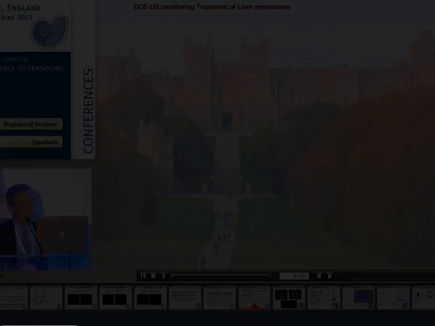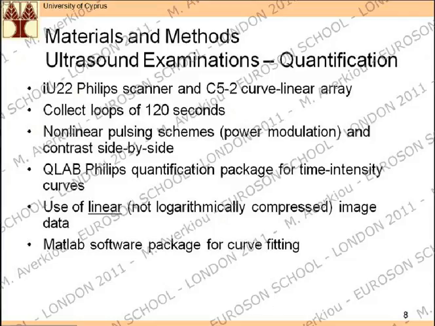We used an IU22 Philips scanner with a C5-2 curved linear array, and we collected, as I said before, 2-minute loops. We used nonlinear pulsing schemes, of course. The scheme that we used was power modulation and side contrast side by side.